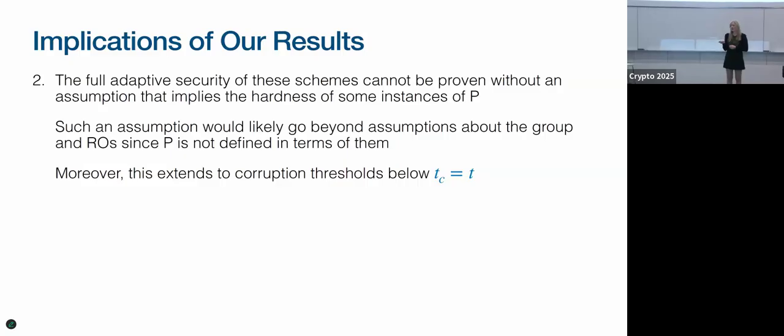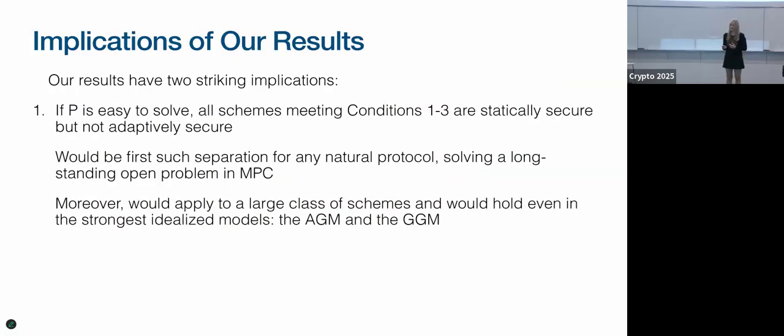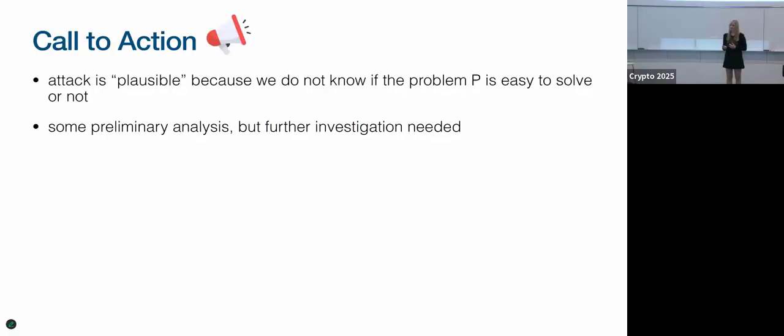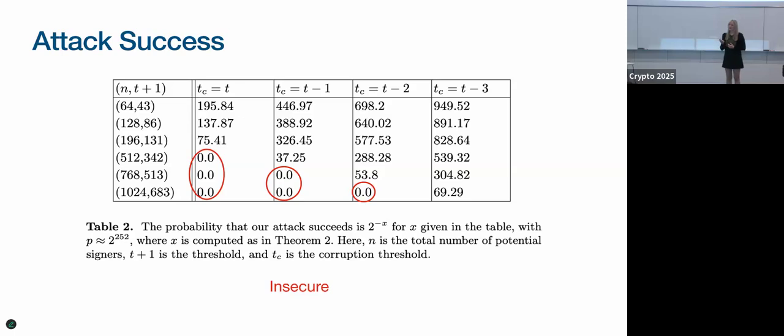And moreover, it does not only hold for full adaptive security, but extends to some lower values. If we see here, we show that for values TC equals T, this corresponds to full adaptive security. And then we have some insecurity even for a few values just below T.